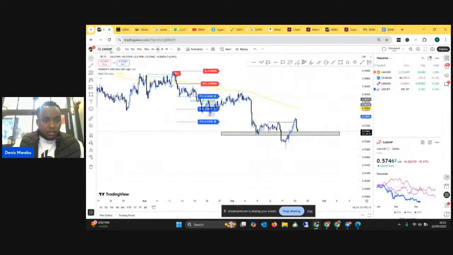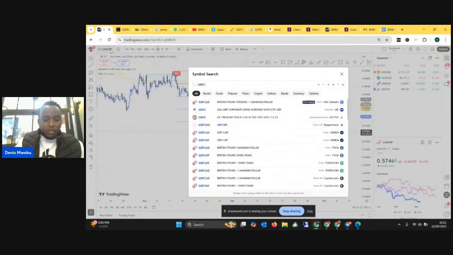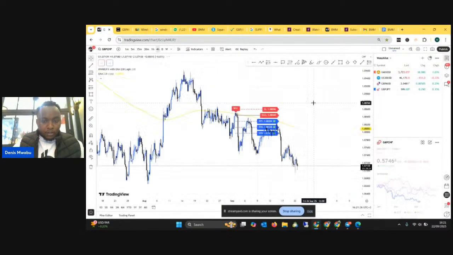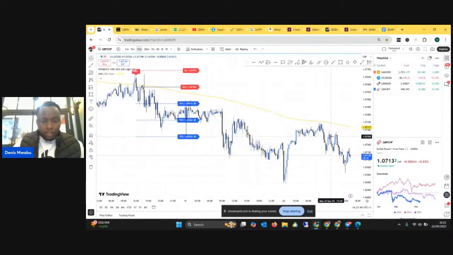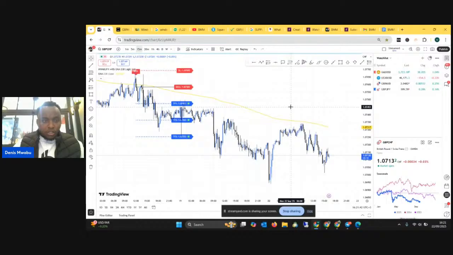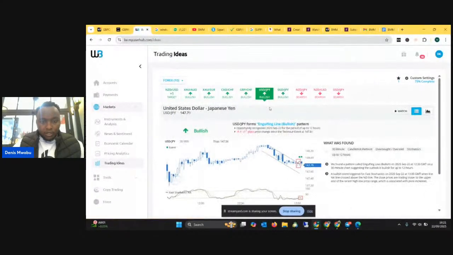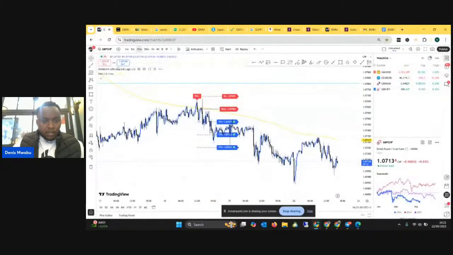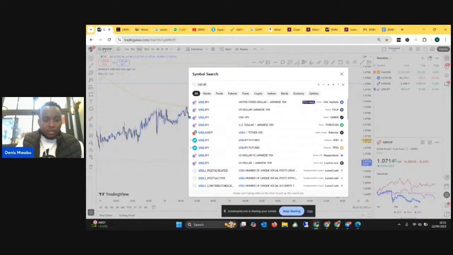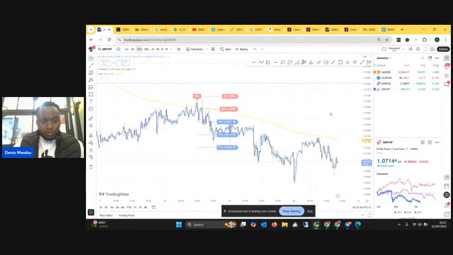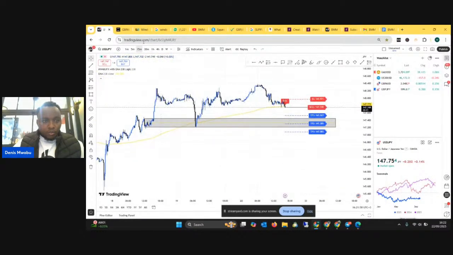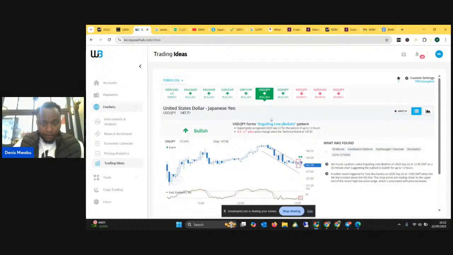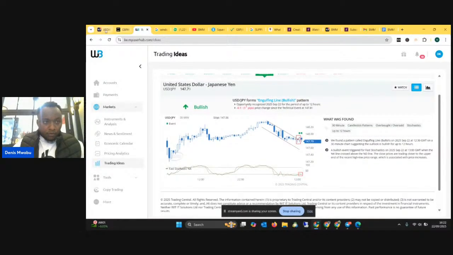Let's see. GBP, 15 minutes time frame. What do we have? Not yet, not yet. Aha, we see USD, it's giving us a buy. Let's see what we'll be able to do. So on USD it's giving a buy on the 30 minutes time frame.